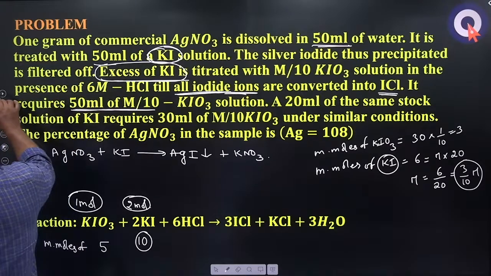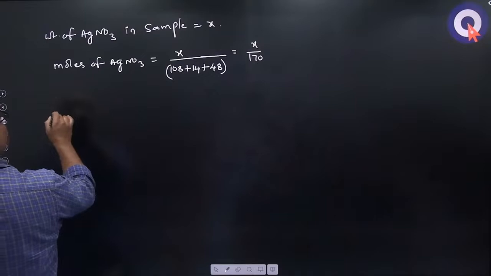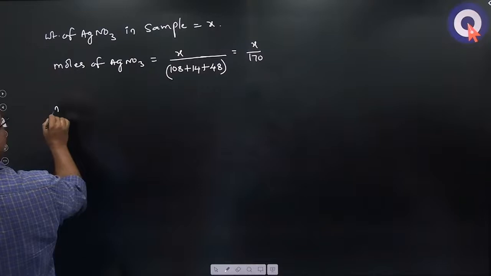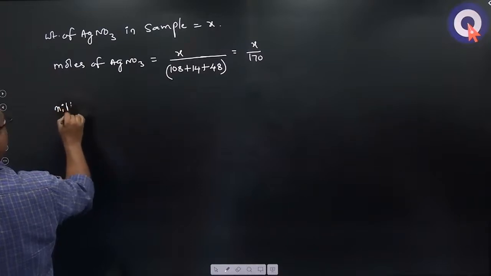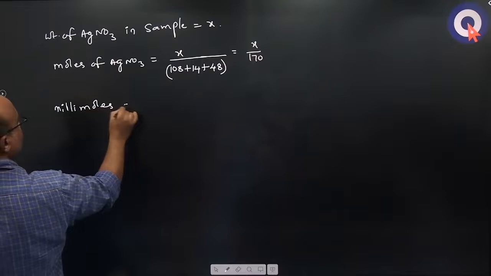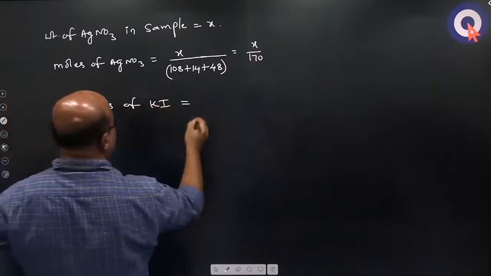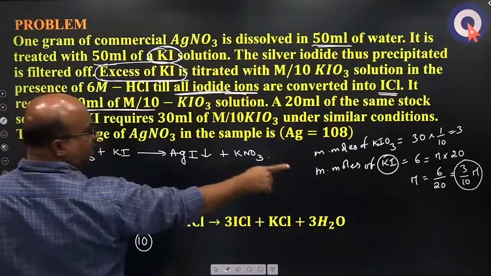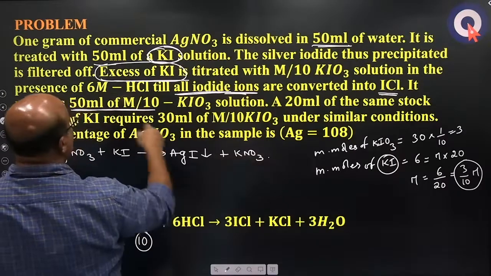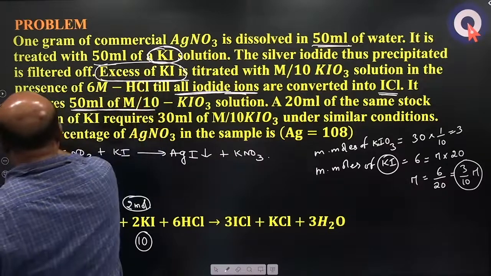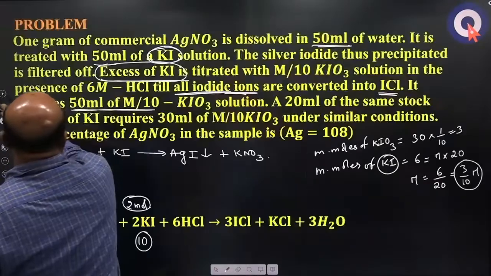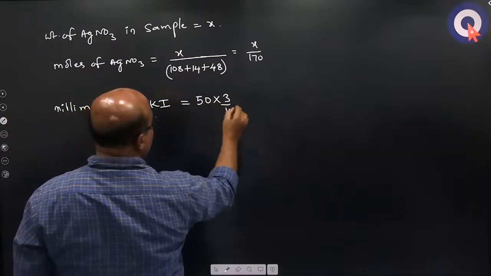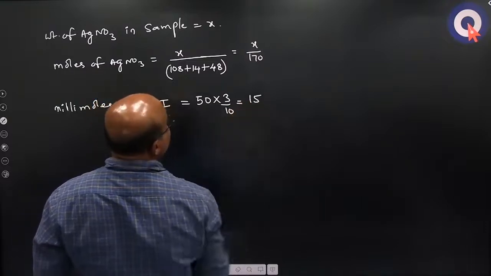So let us see the number of moles of silver nitrate. Let us say millimoles. So millimoles of KI, which is of a particular concentration, 3 by 10. That is what we got, 3 by 10. Clear? So 50 ml of KI, 50 into 3 by 10, becomes 15 millimoles.